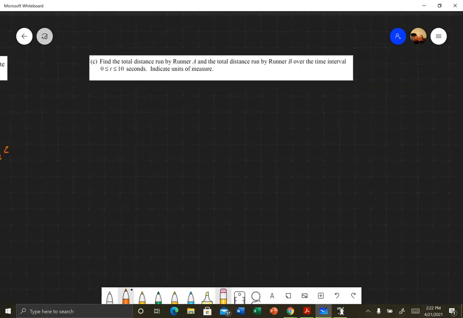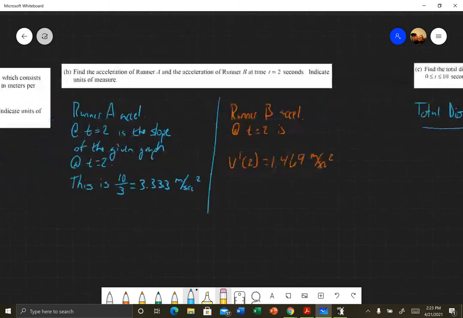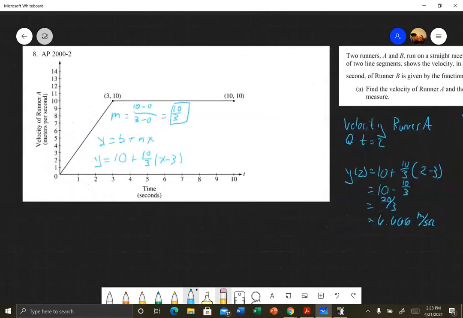Okay, now part C: find the total distance run by runner A and the total distance run by runner B over the time interval 0 is less than or equal to t, which is less than or equal to 10 seconds. Indicate units of measure. So what is the total distance run by runner A? Well, this is going to be the area. We're trying to calculate the total distance, and what we're looking for is the area underneath this graph.